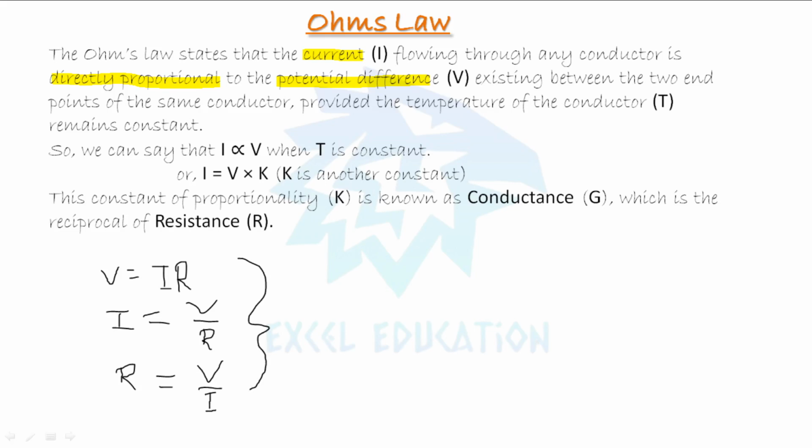So the three parameters used here, V, I and R, within these three parameters, if we know any two of them, we can find the third one. If we know V and I, we can get R by the third one. If we know R and I, we can get V from the first one. If we know V and R, we can get I from the second formula. So if you know any two of them, we can find out the third one. These three are the basic forms of Ohm's law.